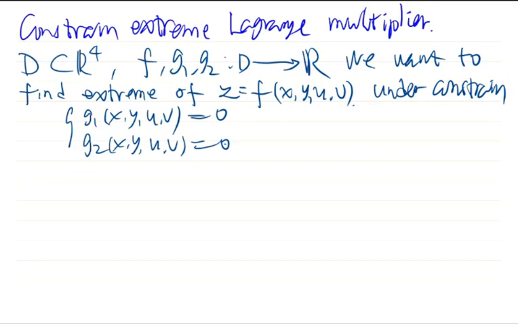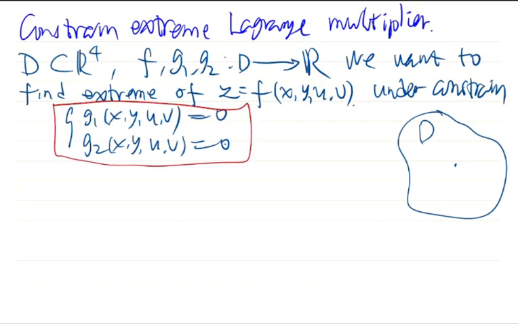Okay, so how to solve this problem? So this is D. We want to find a point satisfying these two equations. So this defines a set denoted by M. So we need to find a point in the set M, so that the value of F is maximal or minimal over all the values of F on M. Okay, this is the problem.